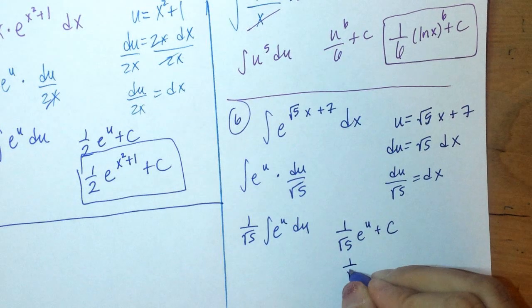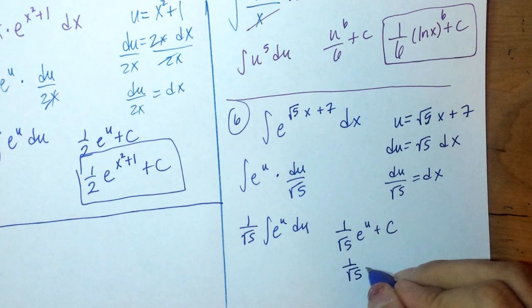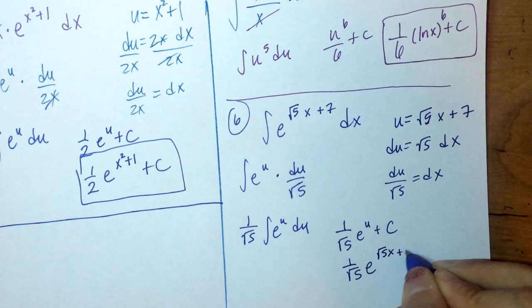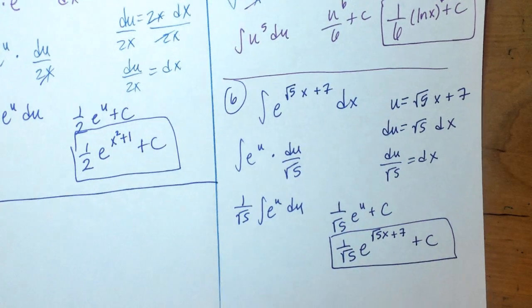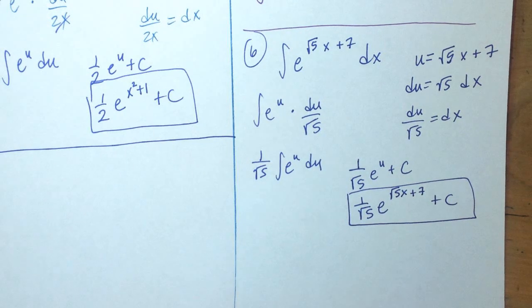You're just going to plug your u back in, which in this case was square root of 5x plus 7, plus c. And again, most of the time these are multiple choice, so they're going to leave it like that. They're not testing you guys to simplify. Now, usually they don't leave negative exponents. If it's a negative exponent, they'll make it positive. But square roots, they would actually rather you leave it like that.